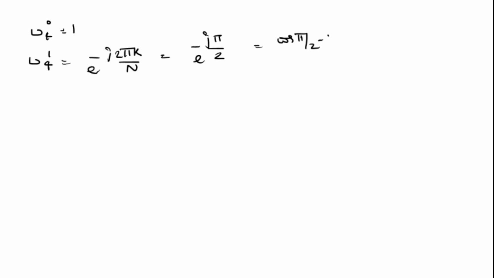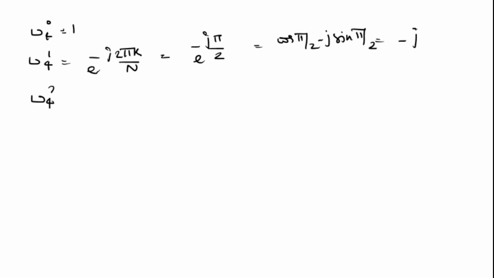Here, omega 4 of 0 is how much? 1. Omega 4 of 1, that means e power minus j 2 pi k by N. Capital N value is 4, k value is 1. So e power minus j pi by 2, which is equal to cos pi by 2 minus j sin pi by 2, which is equal to minus j.